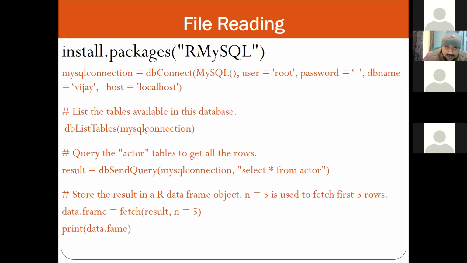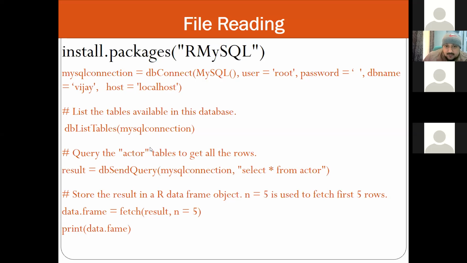Okay. And after that, you have to list all the tables that are available in our database. In that case, just write dbListTables, where db is small, L is capital, and T is also capital. So dbListTables, and with that you have to mention the MySQL connection. This lists the tables available in our database. For example, the database name is Vijay, so the list of the tables will be shown.